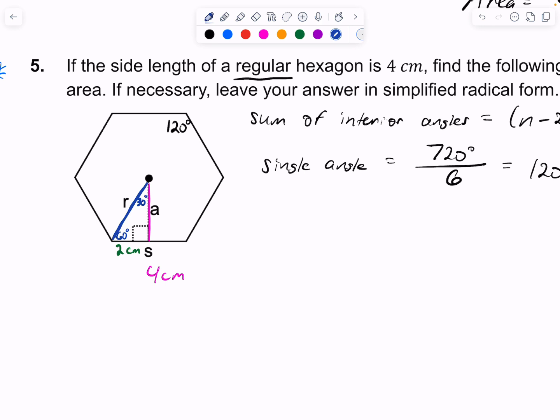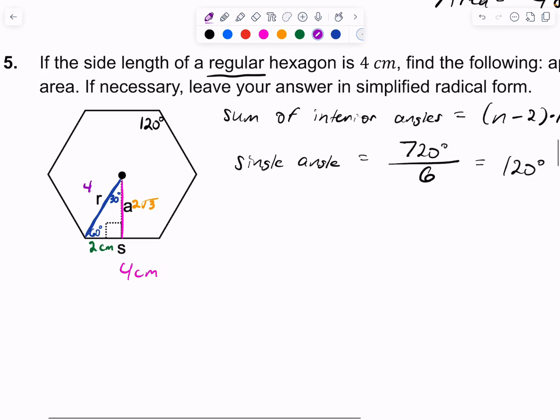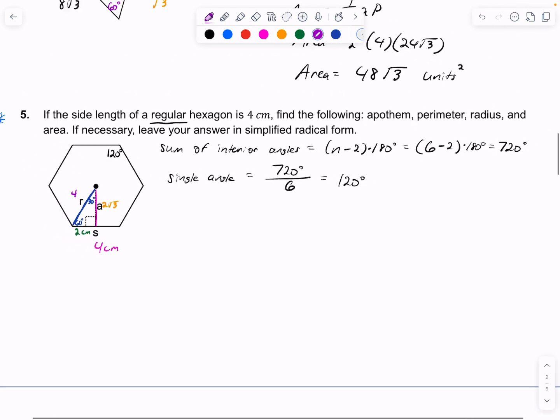So we're back to that 30, 60, 90 work that we've done in the past. This time we have that side, the small leg across from the 30 degrees, is 2 centimeters. So the apothem, the small leg, is 2. The larger leg is 2 root 3. And then the radius, or the hypotenuse, is you double the small leg, so that's 4 centimeters. Okay, whew. All right, now let's find the rest of the stuff.